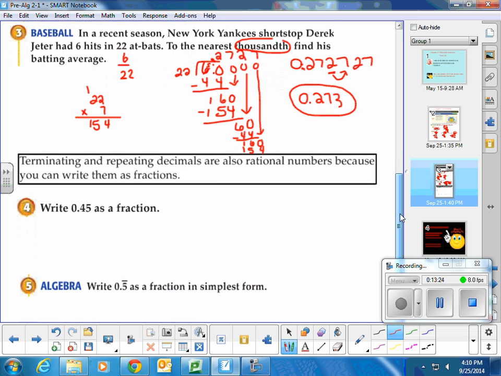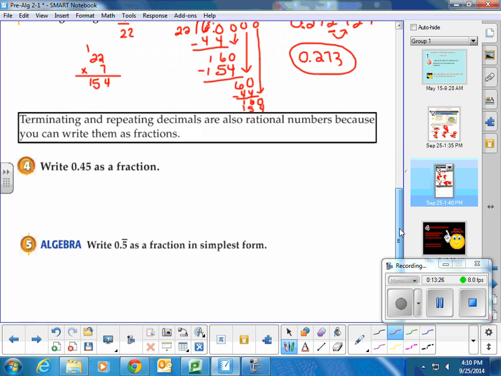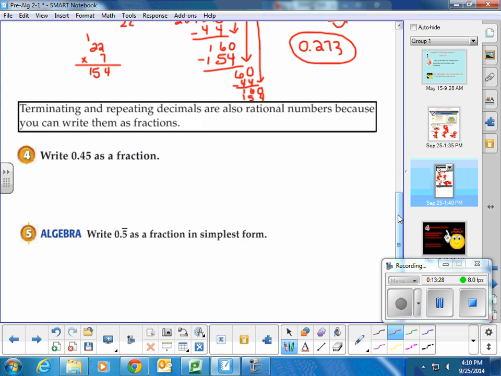All right, now we're going to switch gears and we're going to take decimals and write them as fractions. Any terminating or repeating decimals can be written as fractions. If I want to write 0.45 as a fraction, I want to make sure to say that the right way instead of the lazy way. When I said 0.45, that was the lazy way. The correct way to say it is 45 hundredths. When you say the decimal correctly, it tells you the fraction.